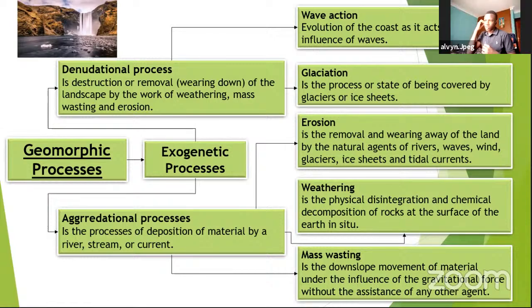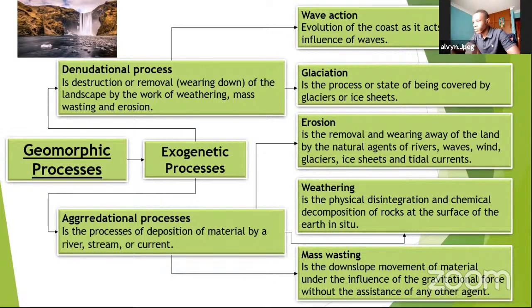So under these processes, we have erosion, weathering, and mass wasting. Erosion, as I explained earlier, is the removal and wearing away of land by natural agents: rivers, waves, wind, glaciers, ice sheets, and tidal currents. Tidal currents are currents that occur at the coast, where wind is forcing the water to move. That is what they call tidal currents.